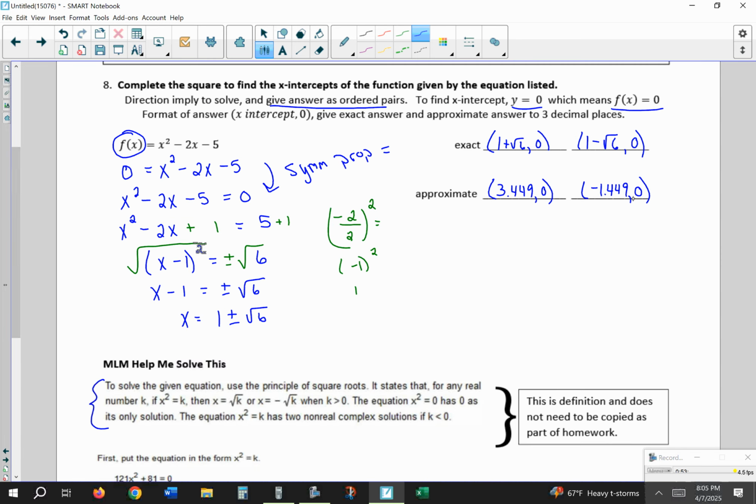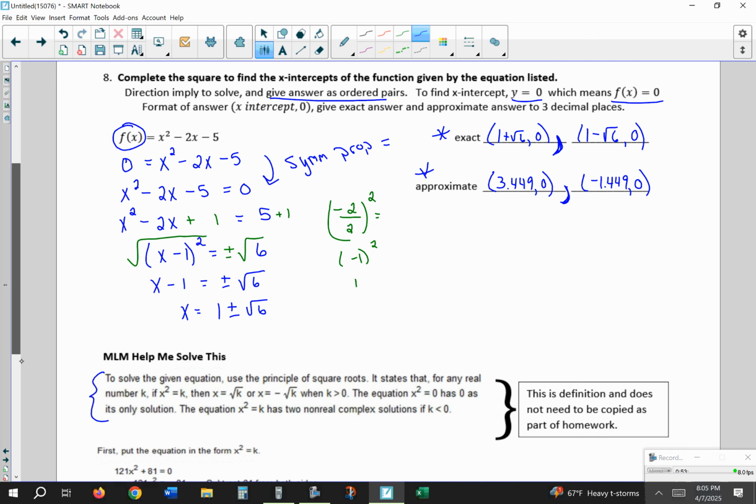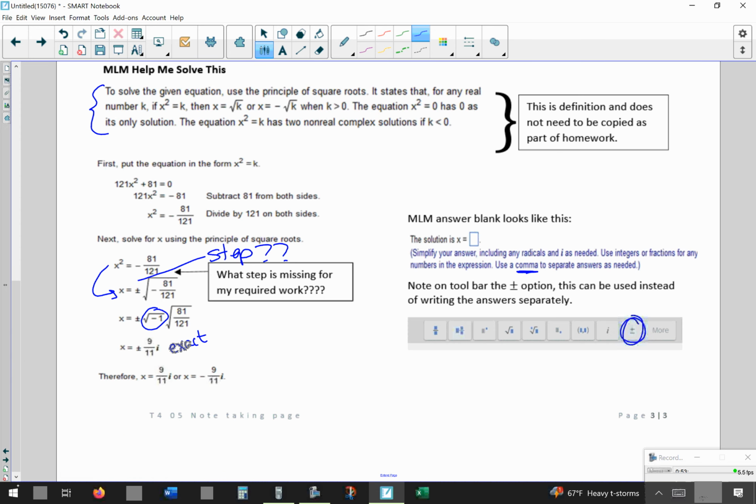Here, when you put either of these two into my math lab, those directions said separate with a comma. If you don't put that comma in there, it will mark it wrong. So do make sure you're watching out for that. Okay, that takes care of our square root property and our completing the square property.